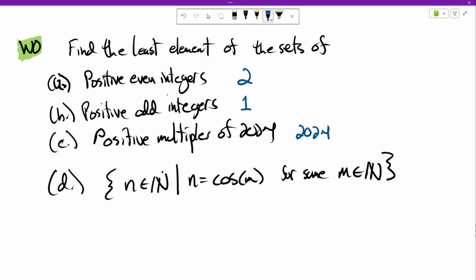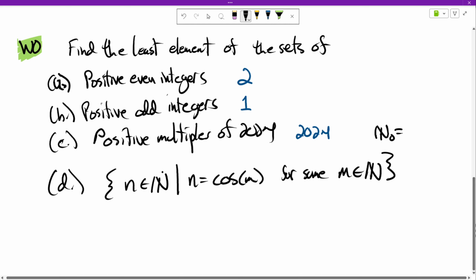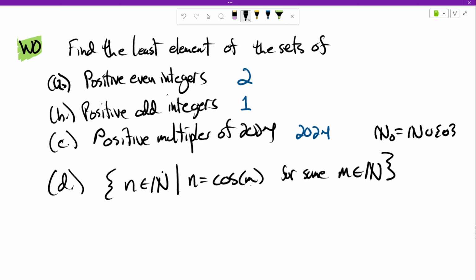For our last one, let me remind you that the natural numbers start at 1, and when we want to include 0, we'll write it as N0. So remember, N0 is N union 0. So in this set, we're looking for the natural numbers n such that n is cosine of m. Well, we know that if we're going to look for a least element, we should maybe even just check that the set is non-empty. In the first three examples, the set was clearly non-empty, but here it's not so clear.